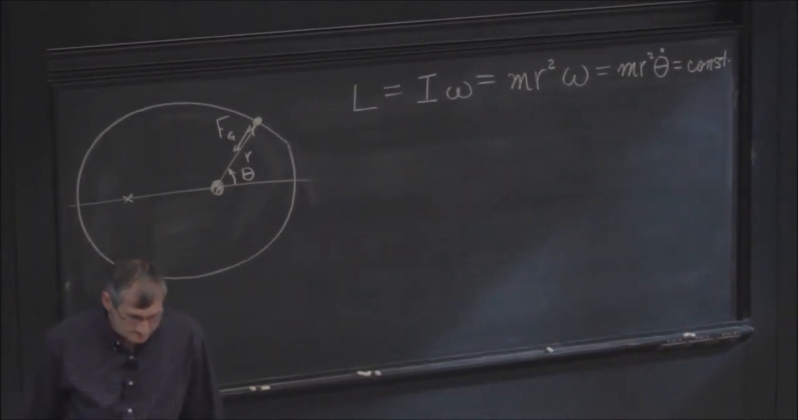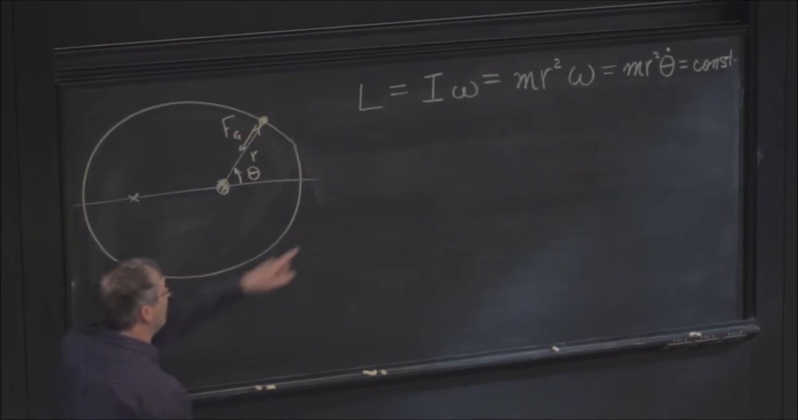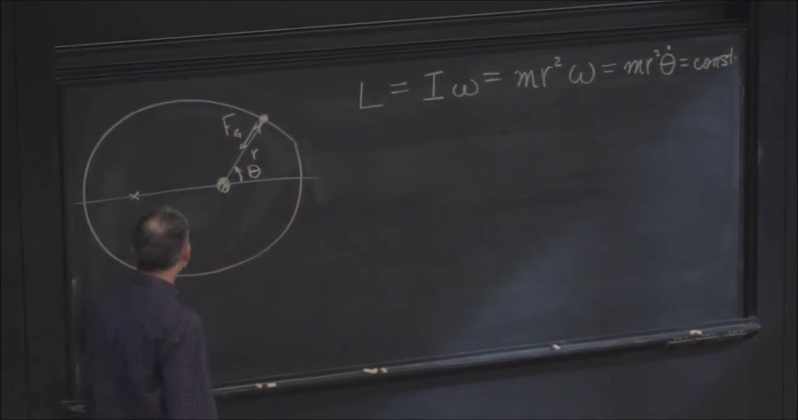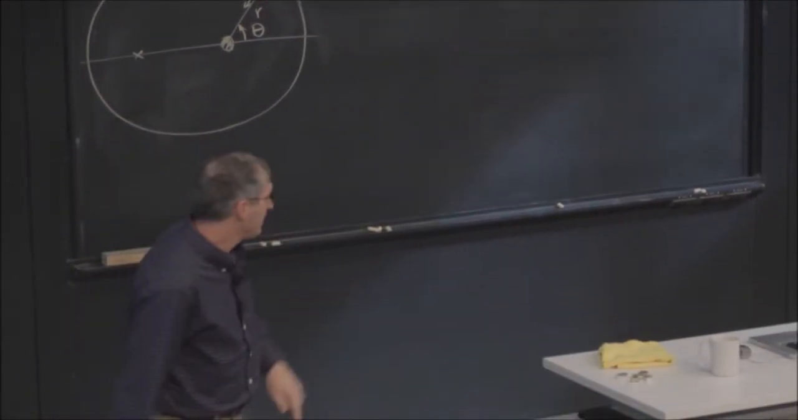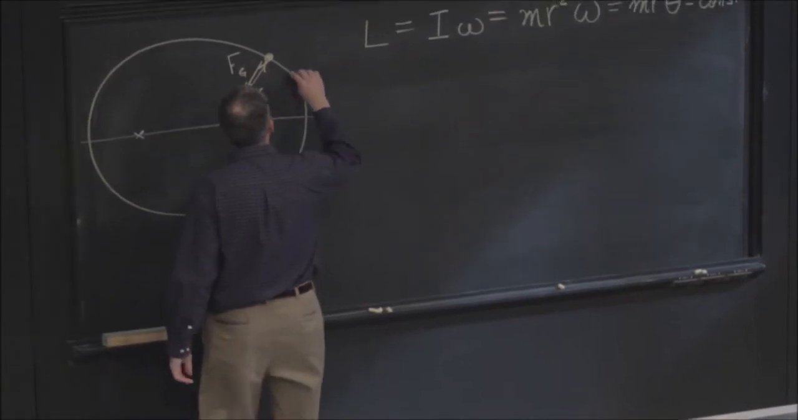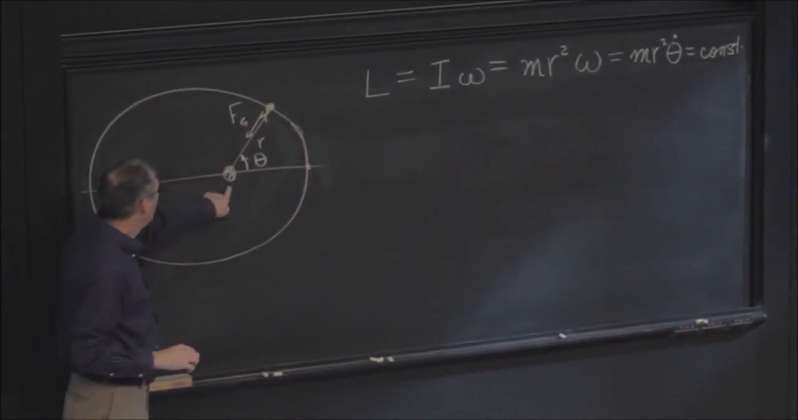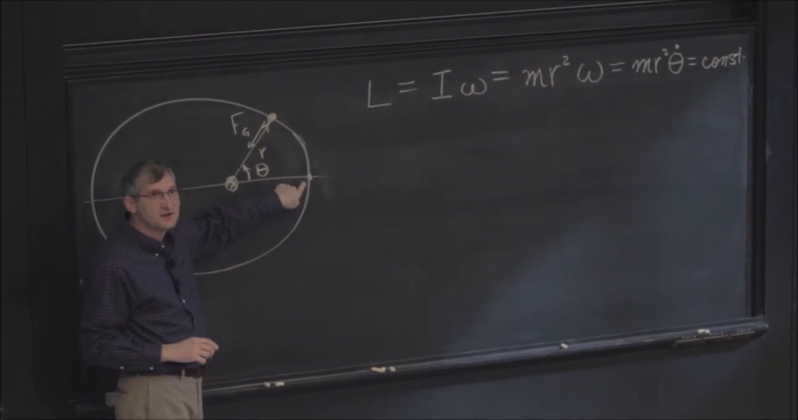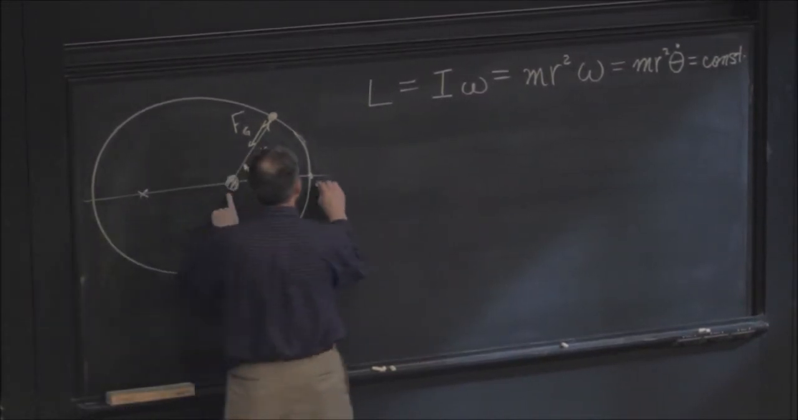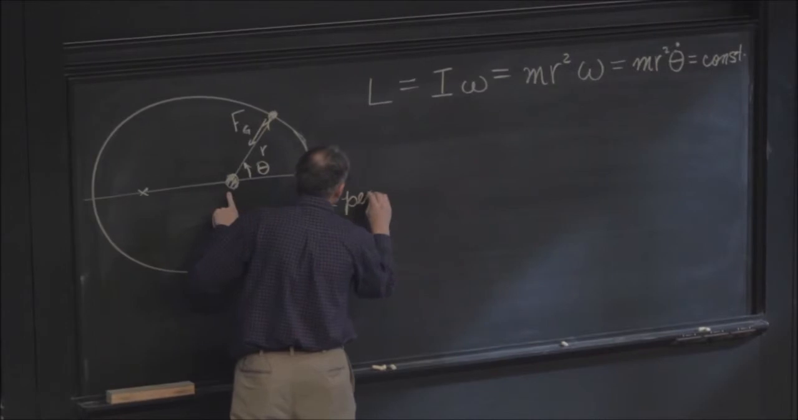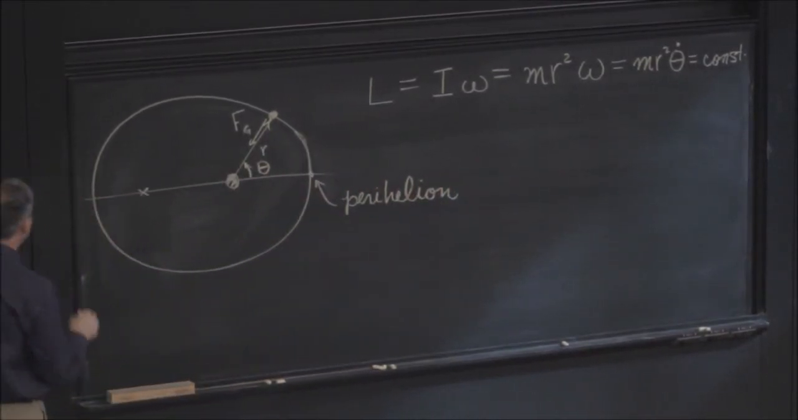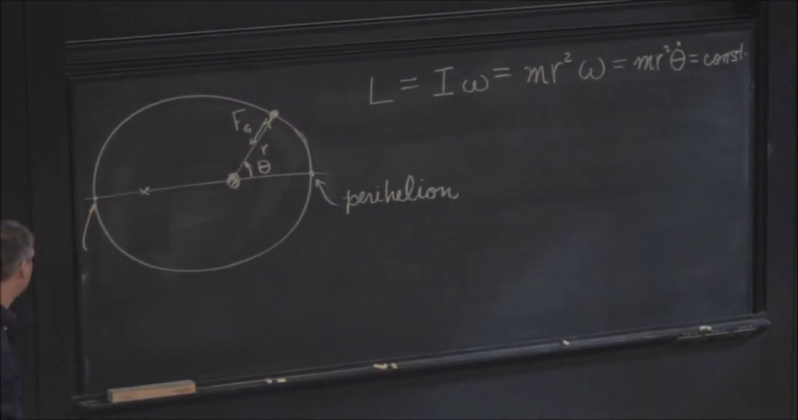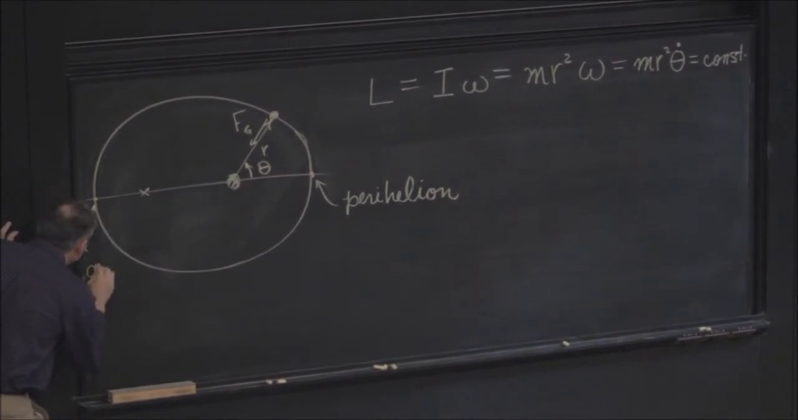Okay, θ-dot is the time derivative of θ. What's θ? Well, as indicated in the figure, θ is the angle. And we're just going to orient our coordinate system from this point here. So this is the point where the planet is closest to the sun, and that goes by the name of perihelion. And the far point over here, the one where the planet is as far away as it's going to get, is called aphelion.